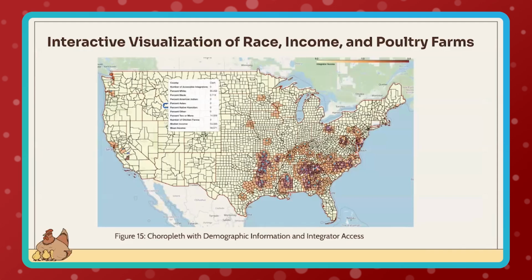To sum up county-level ratio and income data with integrator information, we created a comprehensive visualization that's a color plot color-coded by integrator access from low to high as the color gets darker. It also includes state boundaries in red lines, integrator locations and parent company ownerships in colored dots, and other relevant demographic and poultry information in pop-up white boxes.